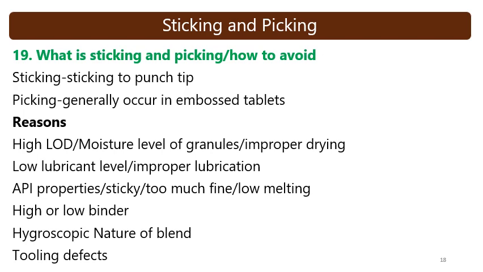API properties: too sticky, too fine, or low melting point APIs. Whenever you use the API in the formulation, if it is more than 50-60%, then these things may happen. Some APIs may have a low melting point, some APIs may be sticky in nature, and that's why sticking and picking occurs. Sticking and picking also occur due to tooling problems. Then sometimes sticking occurs due to high or low binder level and the hygroscopic nature of the blend.